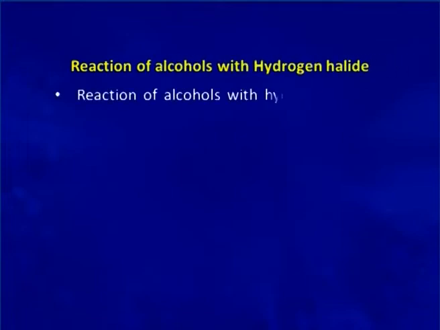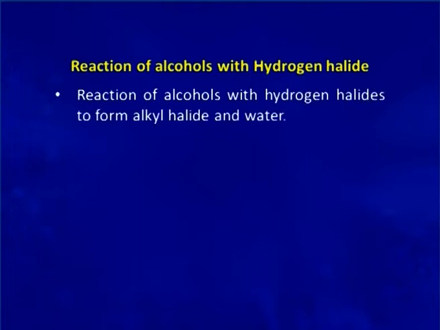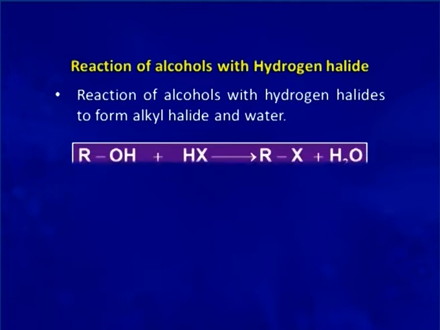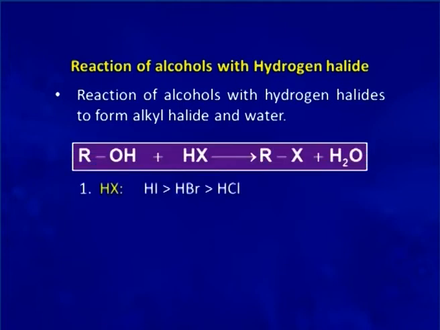The reaction of alcohol with hydrogen halide takes place according to this reaction, in which alcohol reacts with hydrogen halide to form alkyl halide and water. The order of reactivity of the hydrogen halides is that hydroiodic acid is most reactive towards alcohol, then hydrogen bromide and then hydrogen chloride.